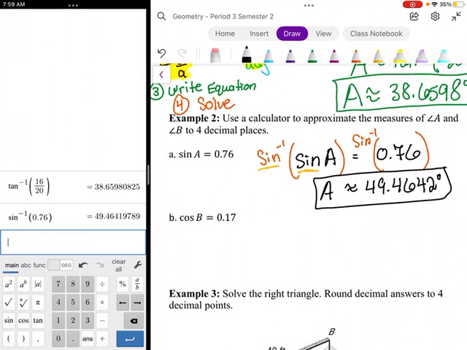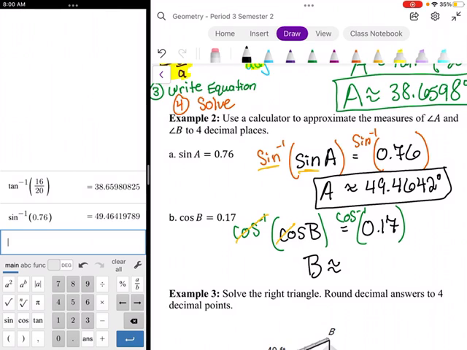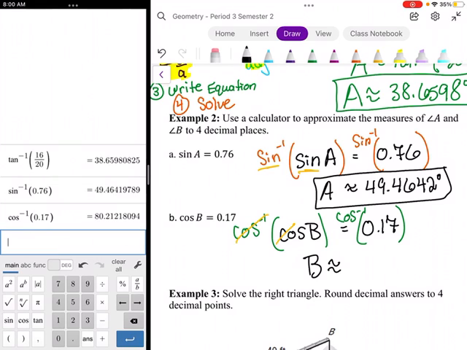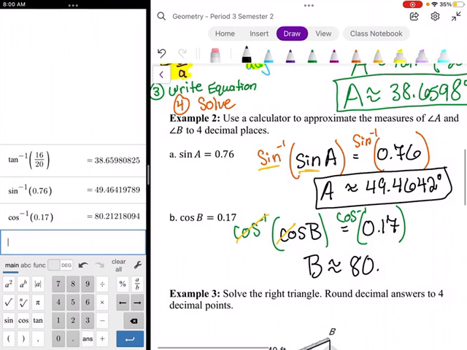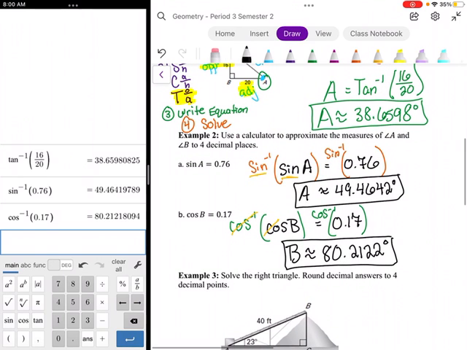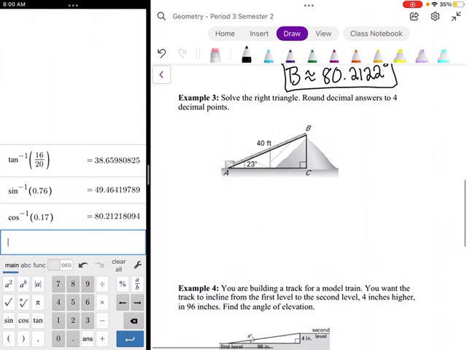Then we'll do the same thing for cosine of B, which equals 0.17. We're going to use the inverse function of cosine. So those simplify with each other, and we are left to figure out what angle B equals. And most of this you will do on a calculator, but make sure you show your work so that if you accidentally type in a number wrong, you can still get partial credit for knowing how to do the equation part. Okay, so we just have a few more examples to go through.